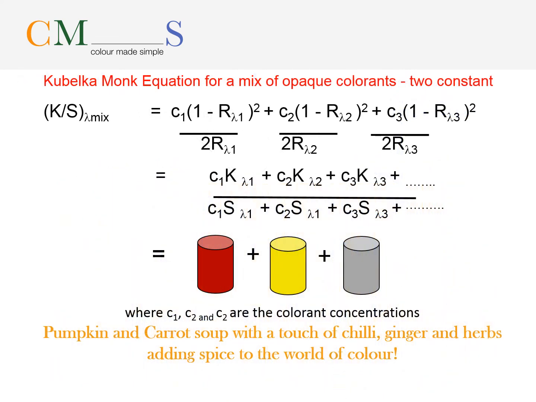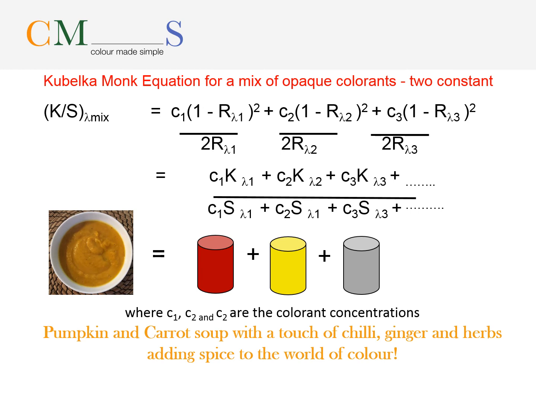The Kubelka-Munk equation for a mixture of opaque colorants, in this case a red and a yellow with a touch of white and a touch of black to give us orange. Coming soon to the short course series, Quality Control Procedures including Computer Colour Matching Theory.